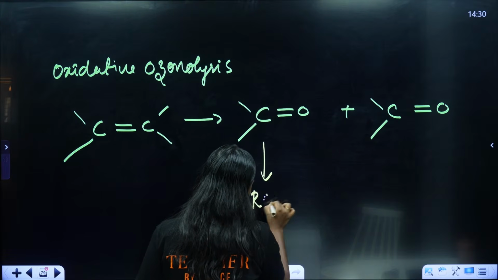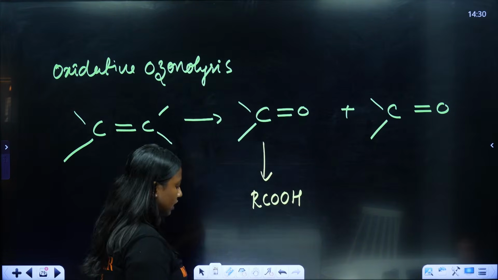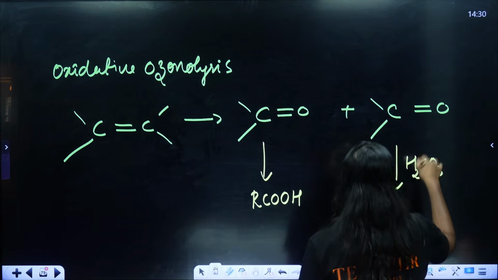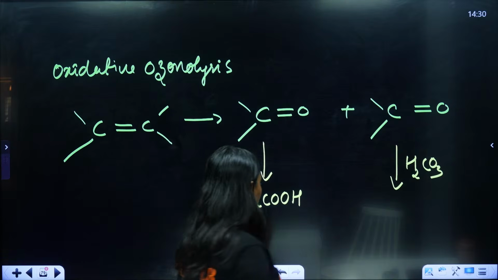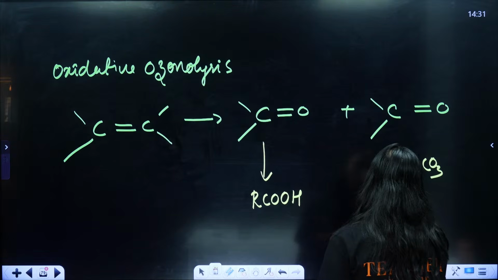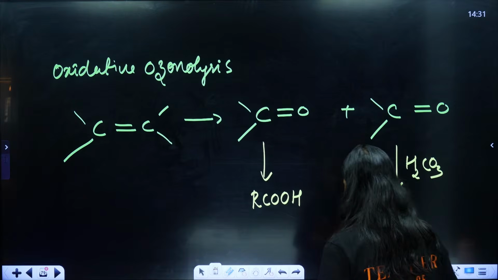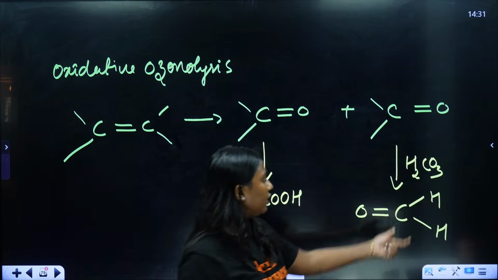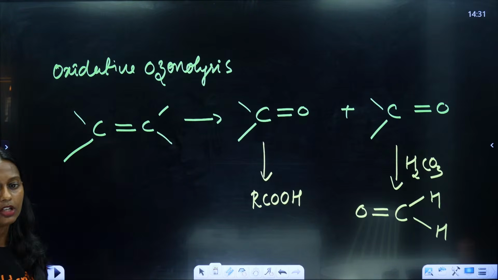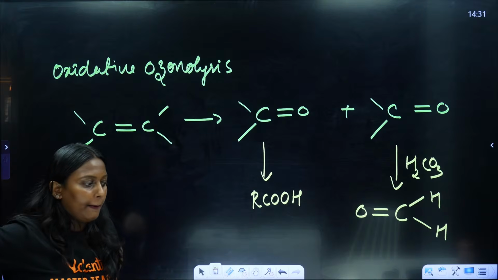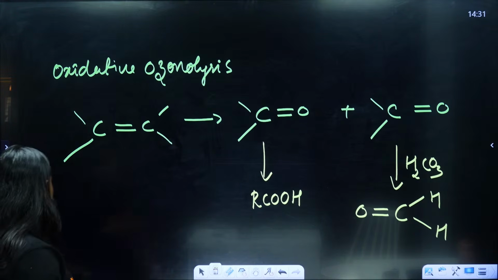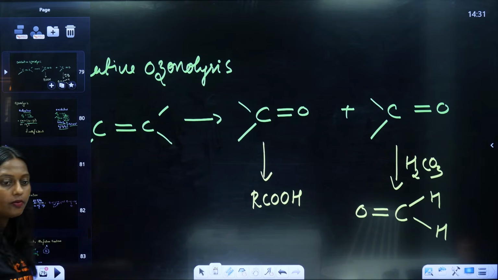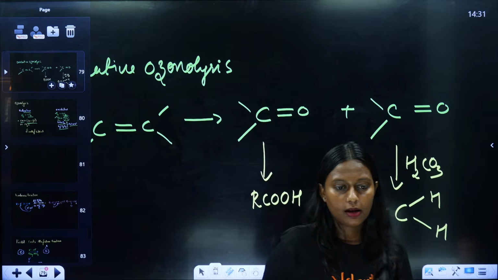So RCOOH, it will become carboxylic acid. And here what will happen? In the presence of H2CO3, what will happen here? What will you get? You will get here also C double bond O, and on two sides hydrogen comes. Okay, clear? Doubt? Named reaction clear?